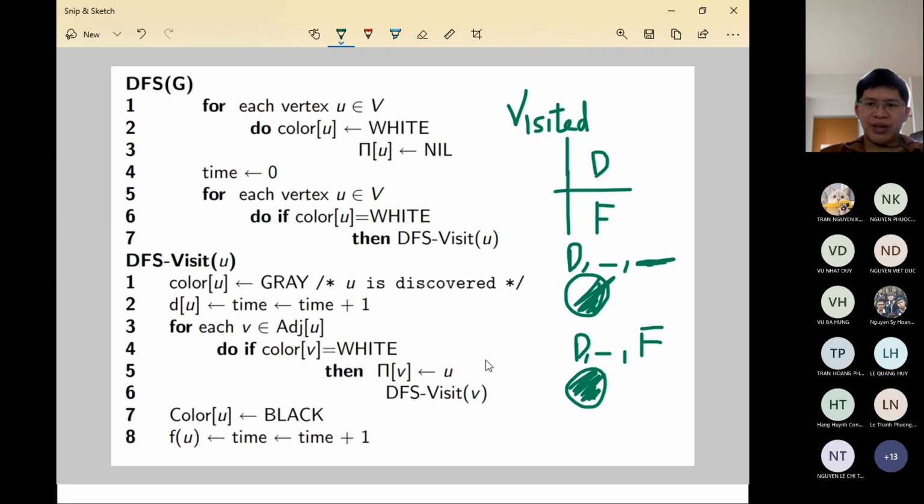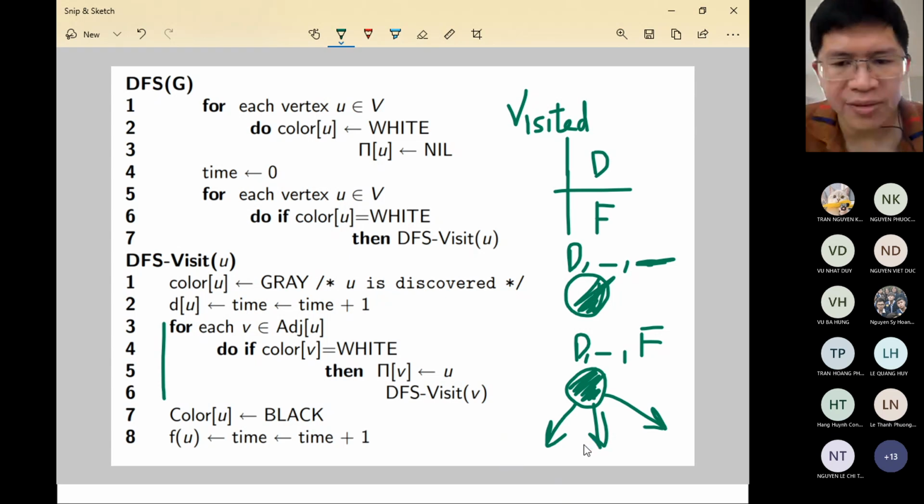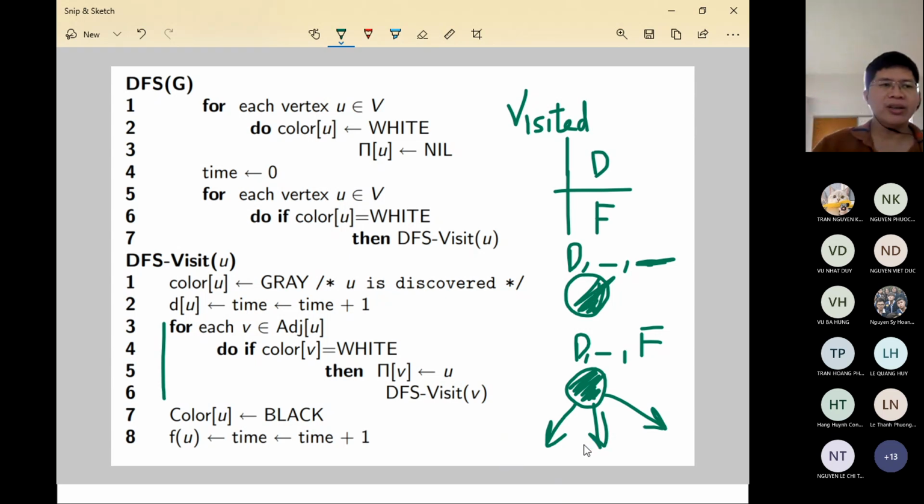If it has the finishing time, we will not come back to it. Or we can say that black means we already visited all of the outgoing edges of that node. It means we visited all outgoing edges of the node already. We finished, so we checked all the outgoing edges.